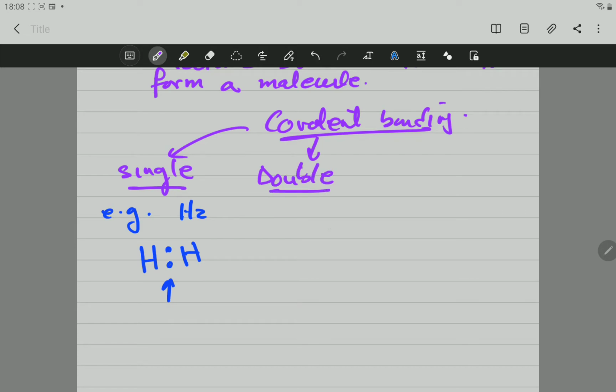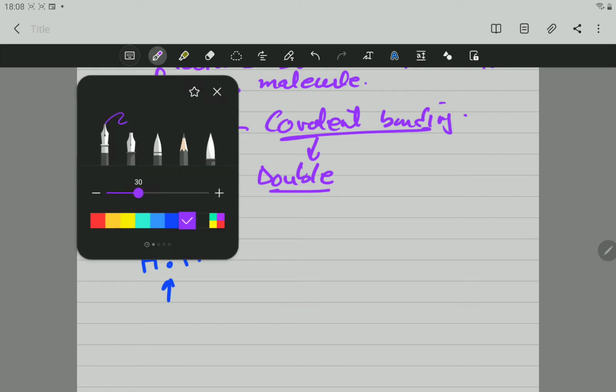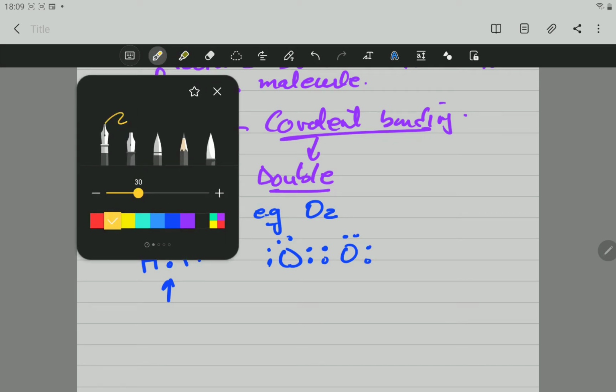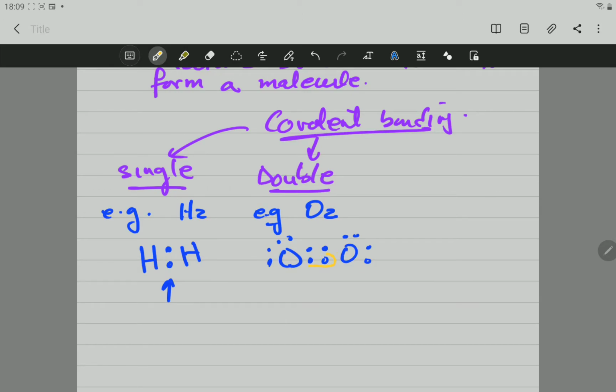It could be double. For example, during the formation of oxygen gas, O2, oxygen will share 2 electrons. Here you can see this double bond. There is one bonding, there is another bonding. This is a double bond. Or it could also be triple.